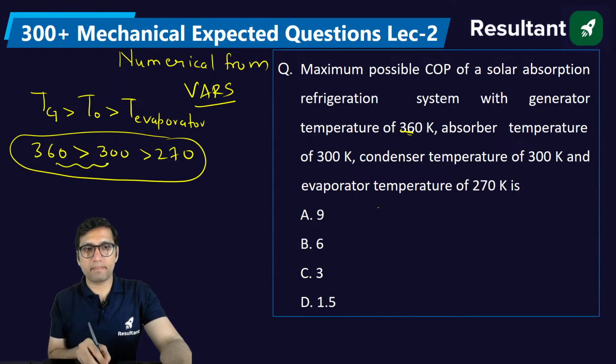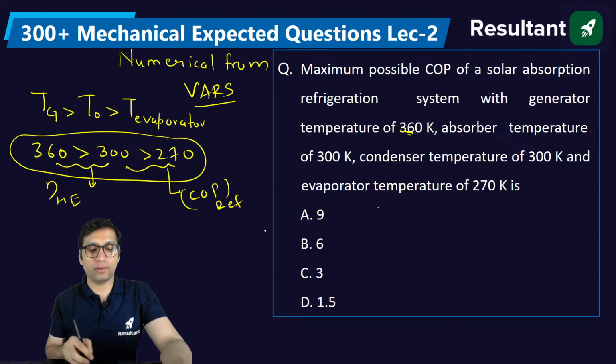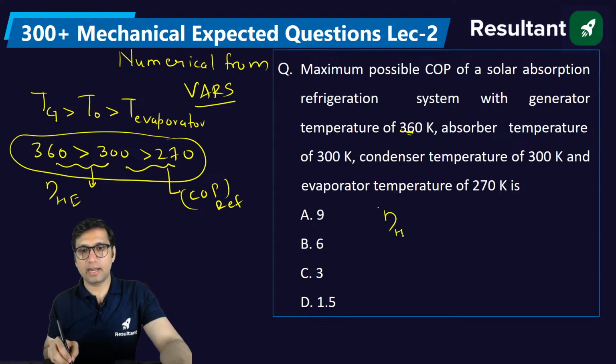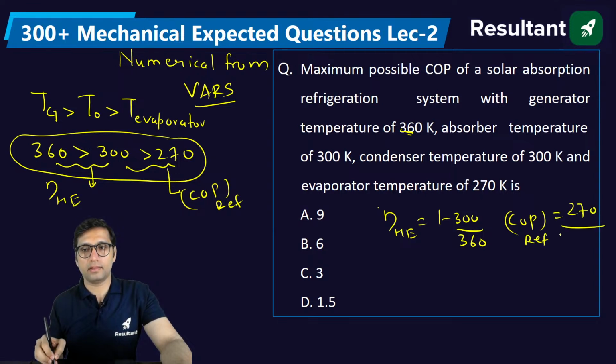Between these two temperatures, apply the formula for efficiency of the heat engine. Between these two, apply the formula for COP of refrigerator. And just multiply them, you will get the COP. So, efficiency of the heat engine will be 1 minus 300 by 360. COP of the refrigerator will be 270 by 300 minus 270. Just multiply these two, you will get the answer.